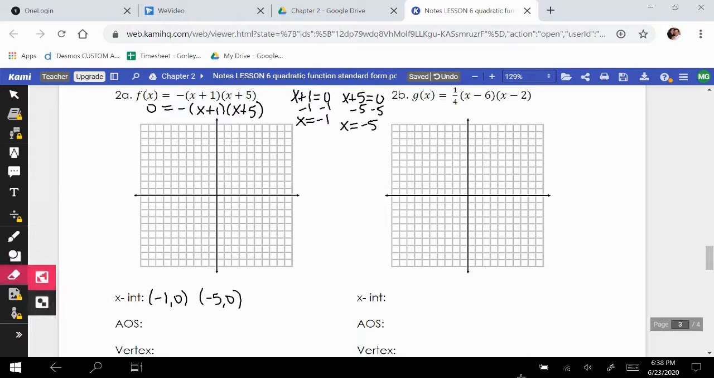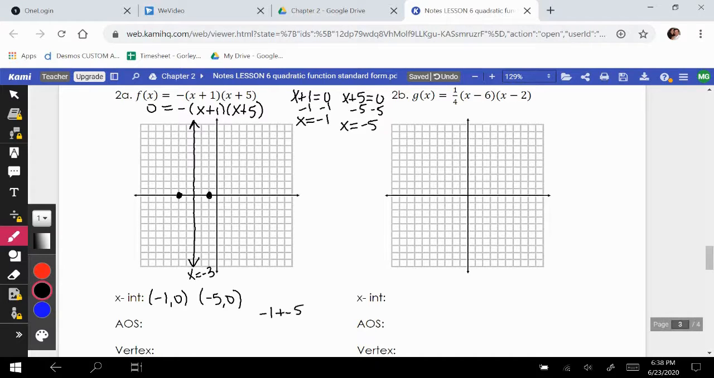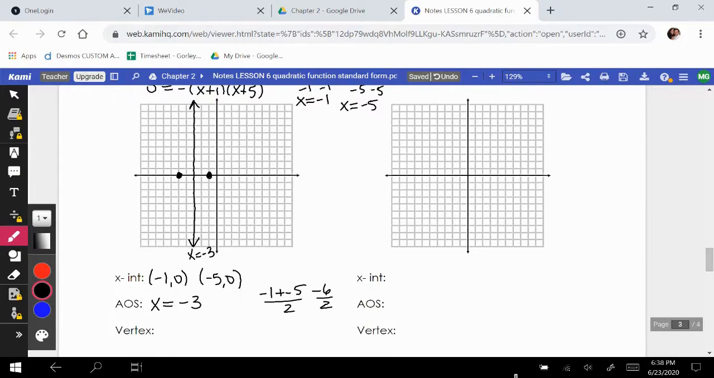Okay. Once I have the x-intercepts and I plot them, I can look smack dab in the middle for the axis of symmetry, so it's going to be right here. It looks like the axis of symmetry is at -3. Another way that you can quickly find the axis of symmetry is you can just add together the two x values and divide by 2. You can see how -6 divided by 2 would also give you -3. And then the vertex, because it lies on the axis of symmetry, is going to have that same x value.